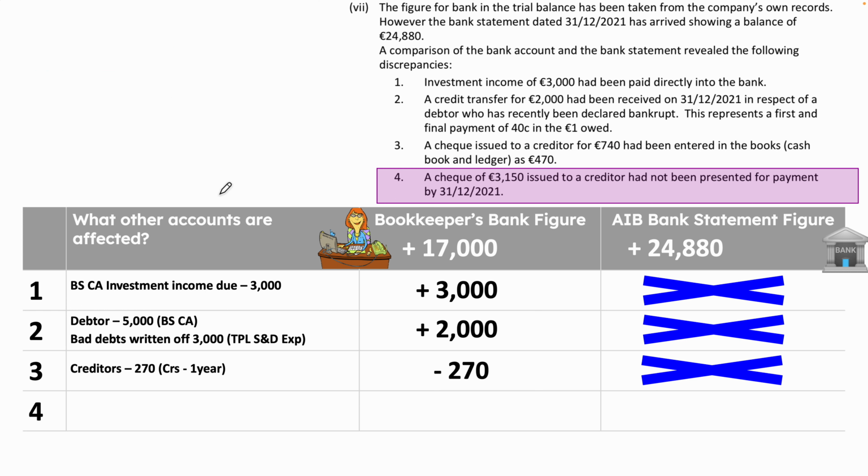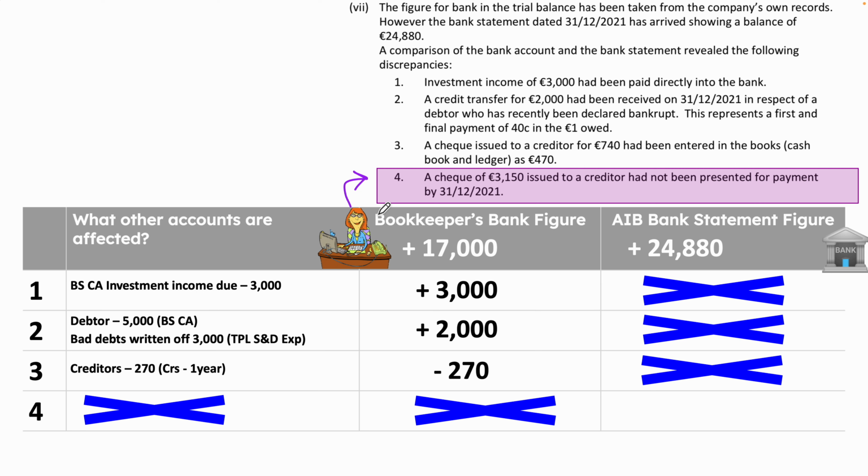Okay, and then number 4, a cheque of 3150 issued to a creditor had not been presented for payment by the 31st of 12th, 2021. Okay, so cheque issued to a creditor, not presented for payment. So the bookkeeper here gave a cheque to a creditor. They went away, put it in their back pocket or put it in a drawer, and they haven't gone into the bank to cash it yet. So the bookkeeper has issued the cheque. It doesn't say that they have not entered it or anything like that. It's just that the creditor has not gone into the bank and cashed the cheque.